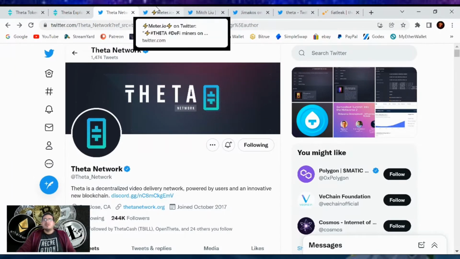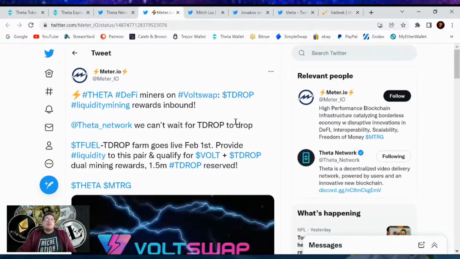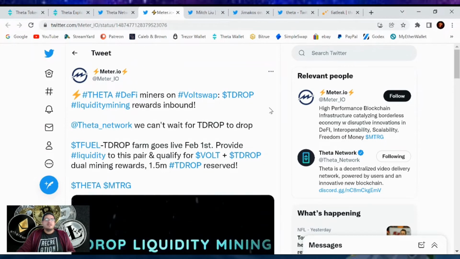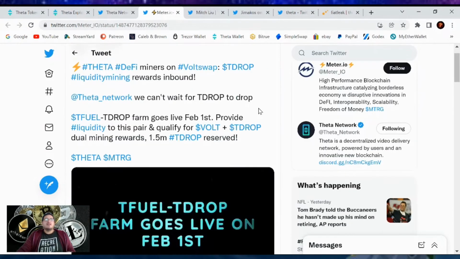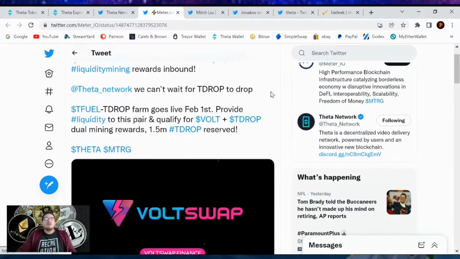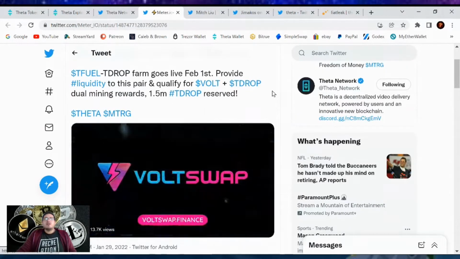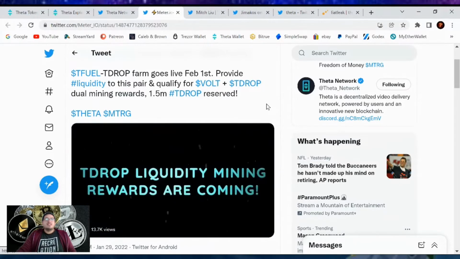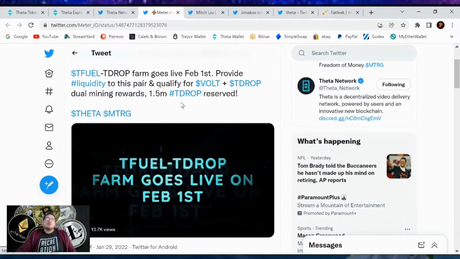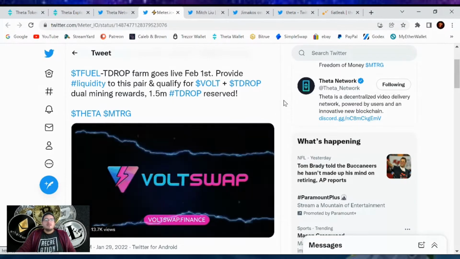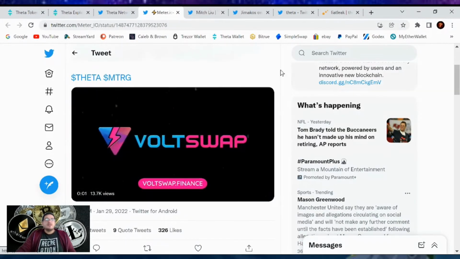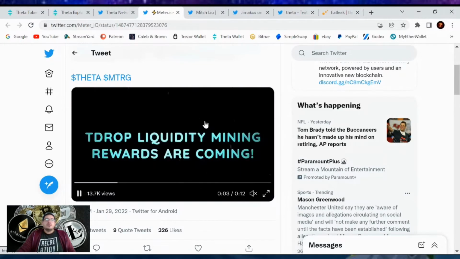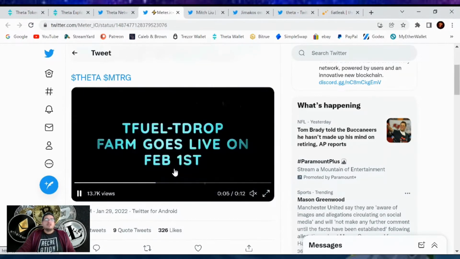What's going on? The newest thing is from Meteor.io: Theta/DeFi miners on BoltSwap, T-Drop liquidity mining rewards inbound. The Theta Network, we can't wait for T-Drop to drop. T-Fuel T-Drop farm goes live February 1st. Provide liquidity to this pair and qualify for Volt plus T-Drop dual mining rewards with 1.5 million T-Drop reserves. So if you're using Volt Swap in the liquidity pool staking with your T-Fuel, now you'll be able to do it as well with T-Drop. So pretty cool, pretty cool.